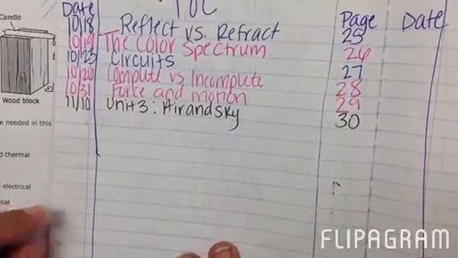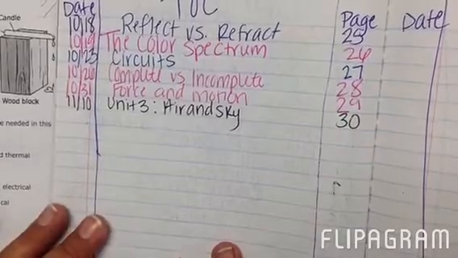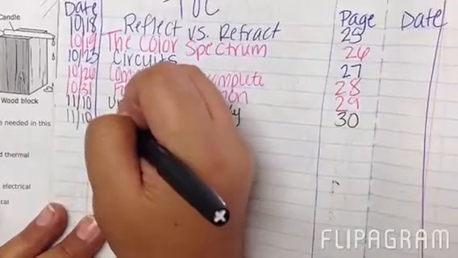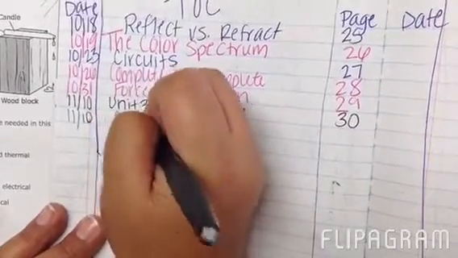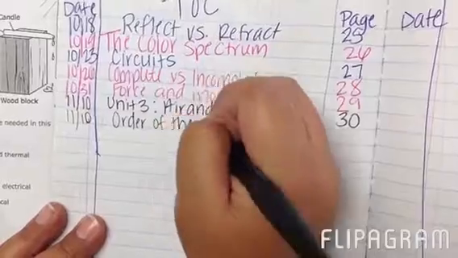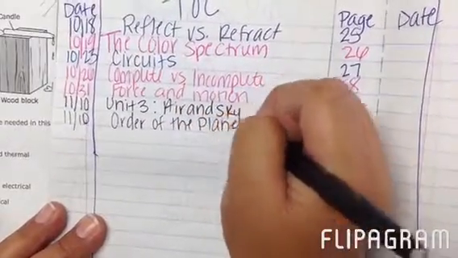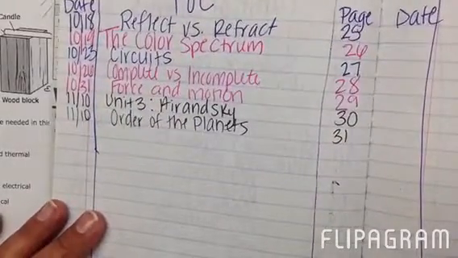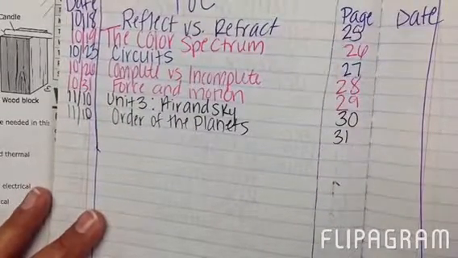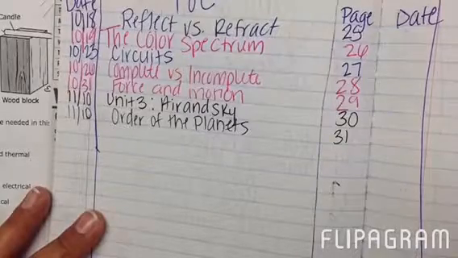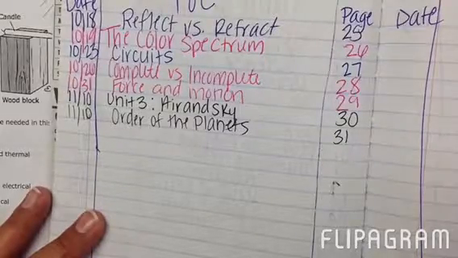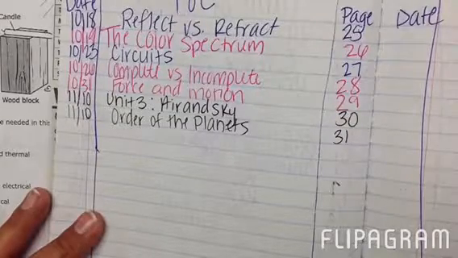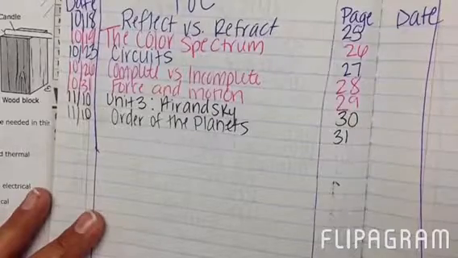And then the very first thing that's going to go into our notebook under Unit 3 is going to be Order of the Planets. So make sure that you have that down. Order of the Planets. And that's page 31. So make sure that you have that. Also look in Canvas under the Science Journal to make sure that you have everything up to date on your journal. If you are missing something, this is the time to look at what you're missing and see what you need to do to fix it.